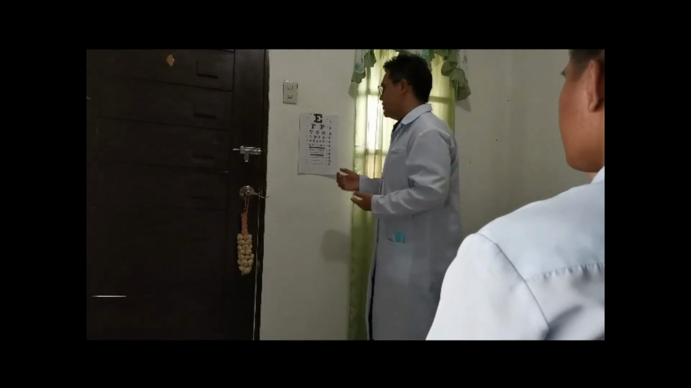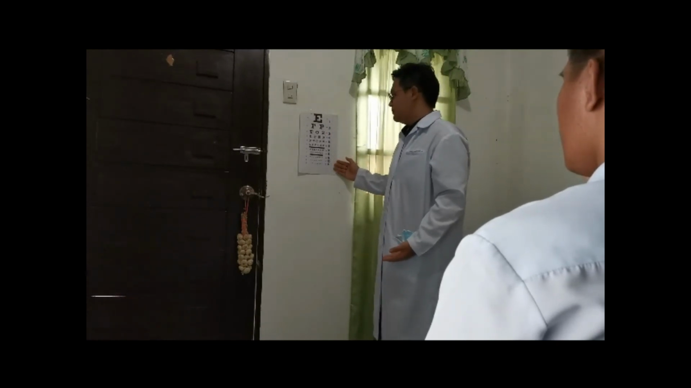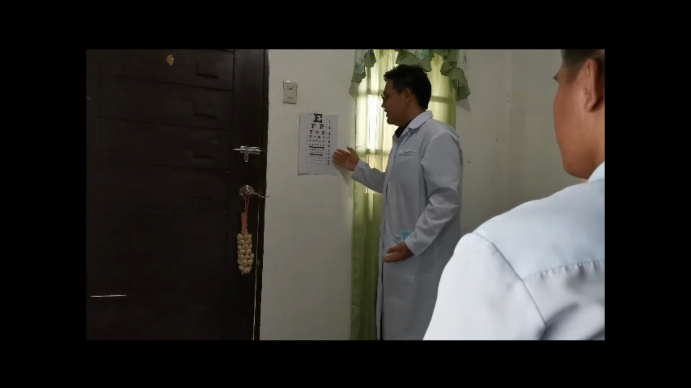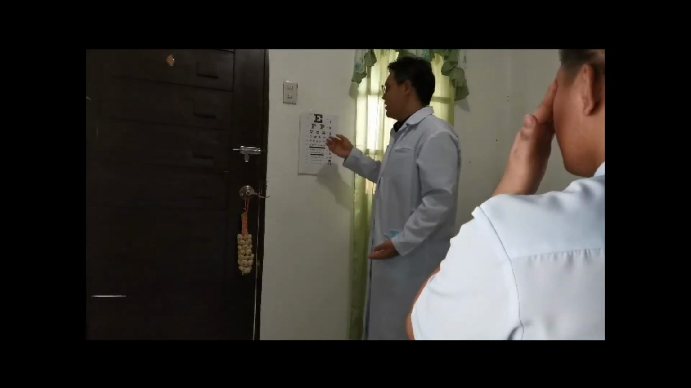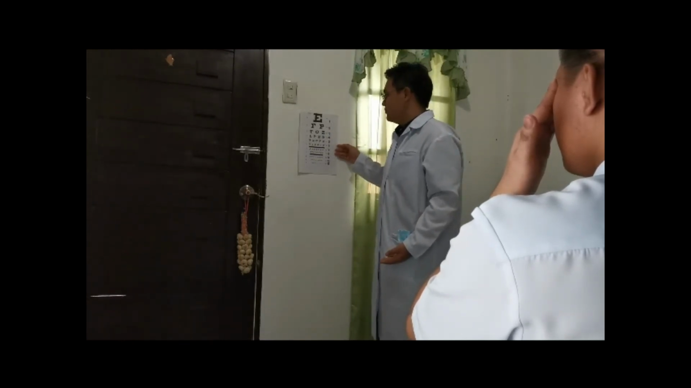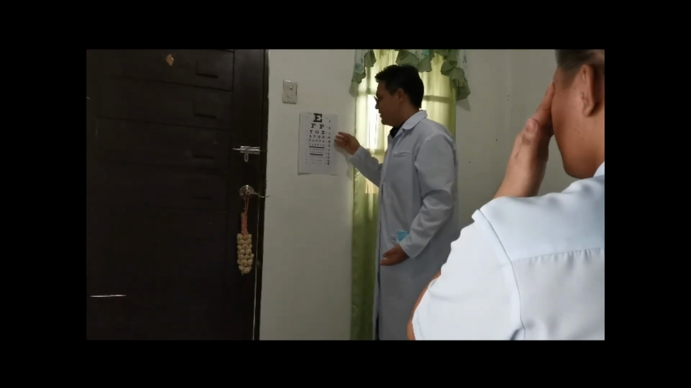So sir, cover po natin ang ating right eye. Okay sir, pakibasa po ang ating Snellen chart. E, F, E, T, O, Z, L, P, E, D, F, E, C, F. Okay sir, thank you po. And ang ating left eye po, paki-cover. Pakibasa po ulit. E, F, P, T, O, Z, L, P, E, D, P, E, C, F, D, E, D, F, C, E, P. Okay po, thank you po.